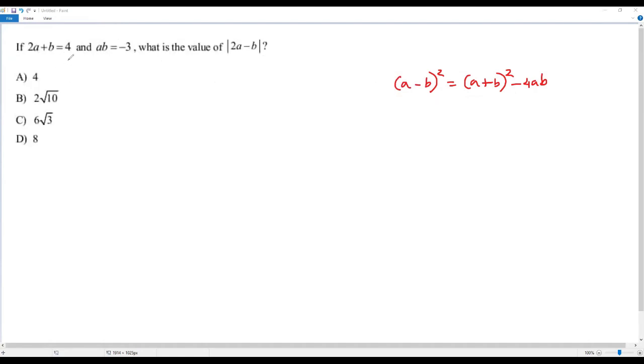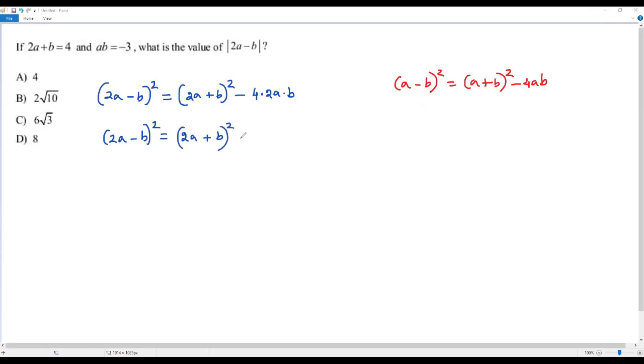So here what I'm going to do is consider 2a in place of a and b in place of b, because here we have 2a plus b. Okay, so when I plug in 2a for a and b for b in this identity, I'm getting (2a negative b) the whole square equals, on the right side also we have to plug in 2a for a and b for b, (2a positive b) the whole square negative 4 times 2a times b.